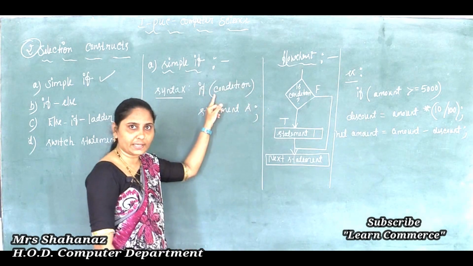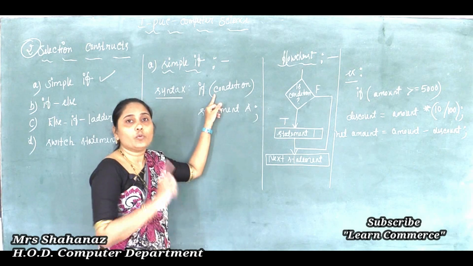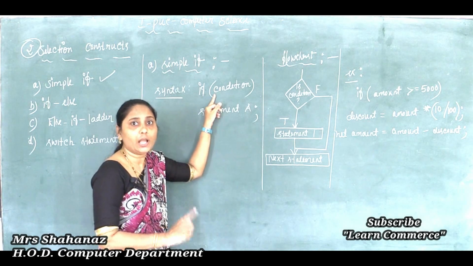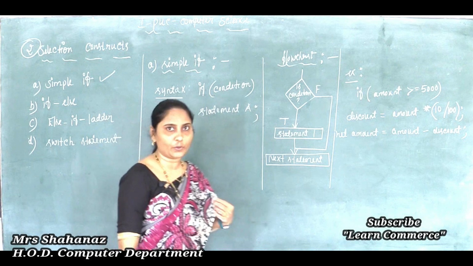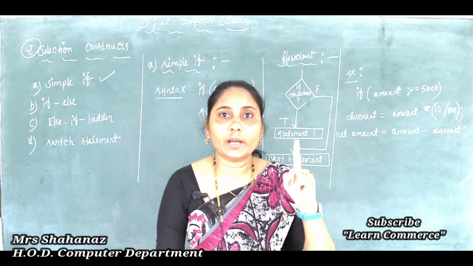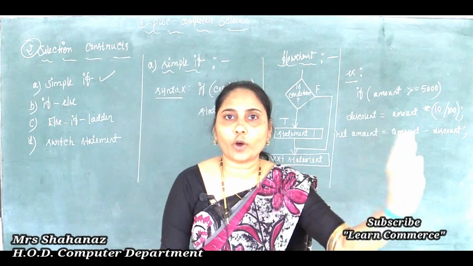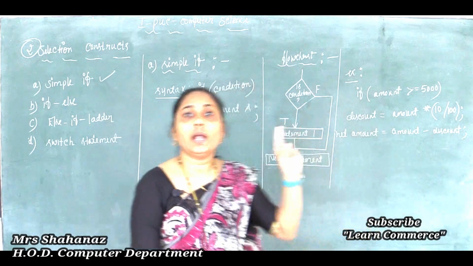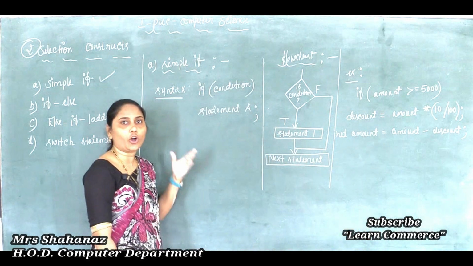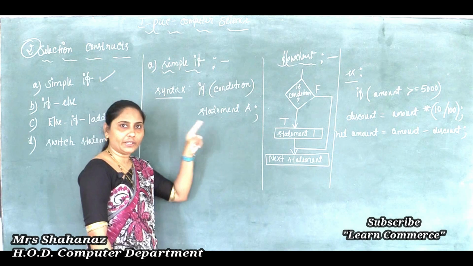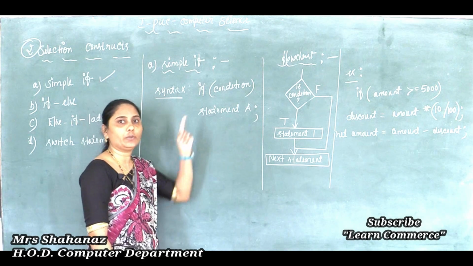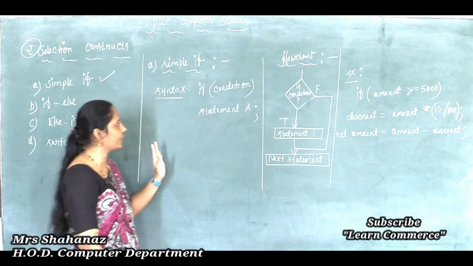So it is also called the one-way branch decision structure, and this structure helps the programmer to decide whether a particular set of statements is executed or not. We know that if the condition is true, it is going to execute, and if the condition is false, it is not going to execute.